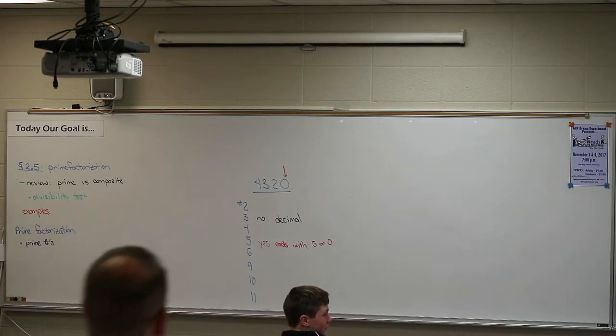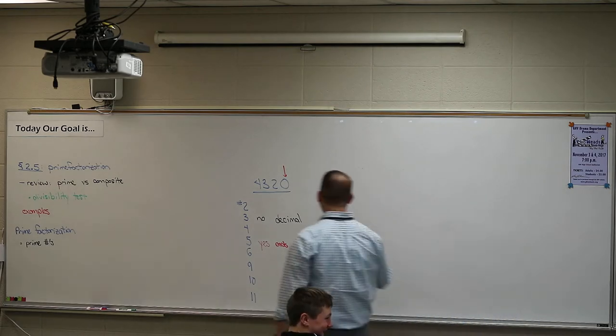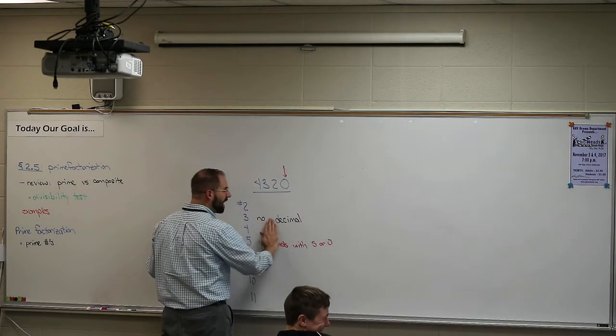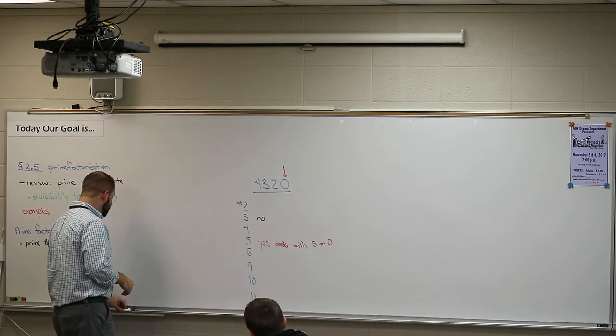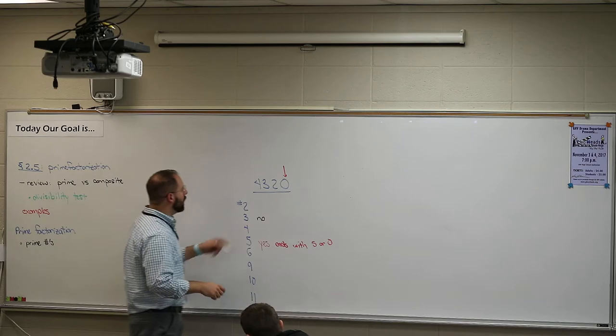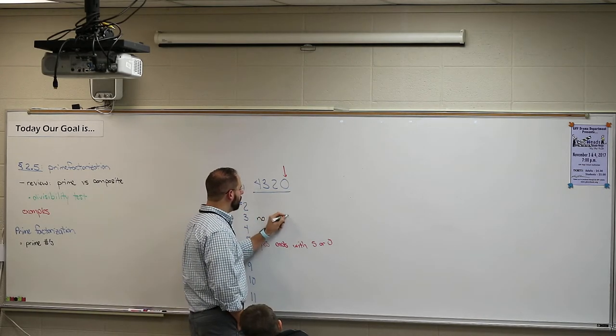That answer doesn't work. The reason why that answer doesn't work is you didn't actually follow the rule. Decimal is not a rule. That's just something you can potentially use if you had a calculator in front of you. What you had to do is say no, because on the rule for 3, you had to add these numbers up.